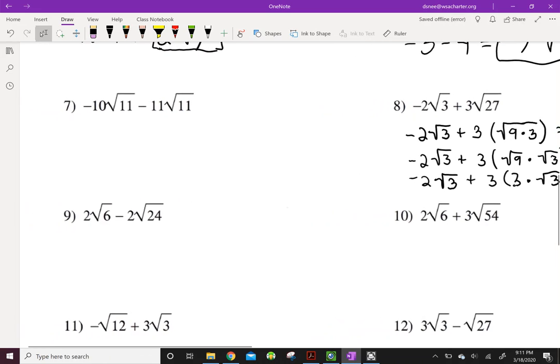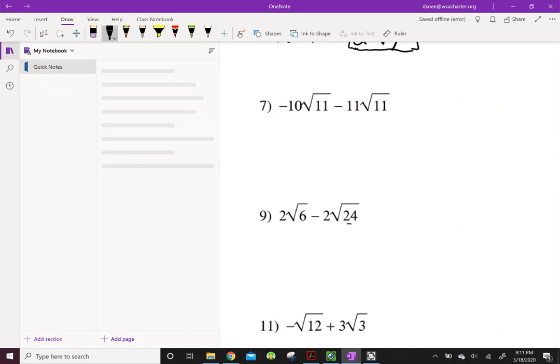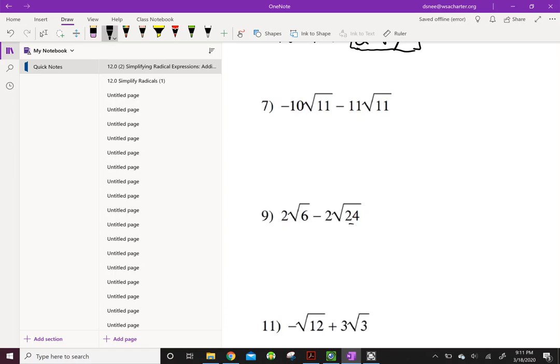Okay, right now you should be finishing this up on your own, looking for perfect squares that you can take out of here. Right, you can take a 4 out of 24, you can take a 9 out of 54. You should pause the video, keep working, finish it up.